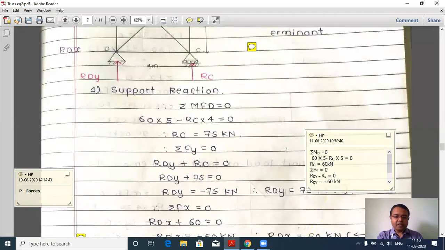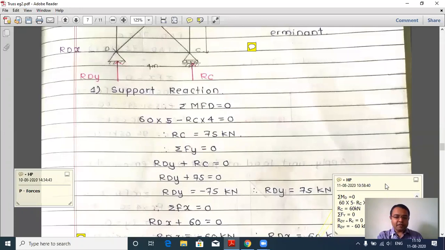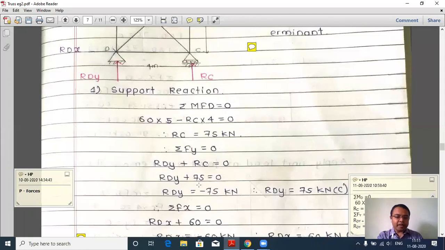Next, apply summation Fy equal to 0 to this diagram. So we are getting Rdy as negative. What does it mean? Our assumed direction is wrong. See here.